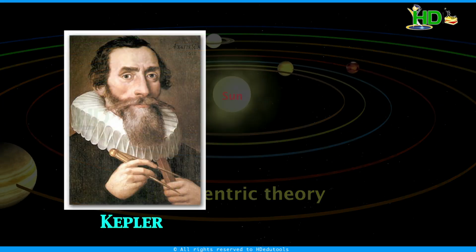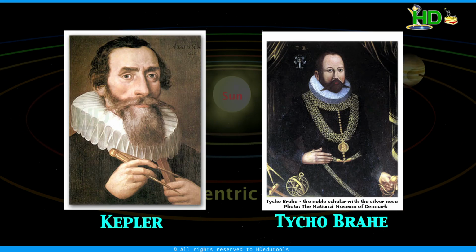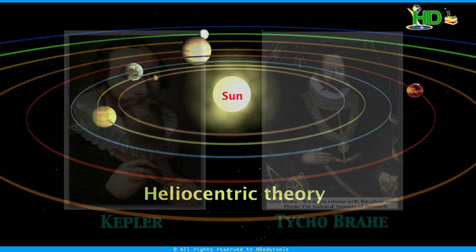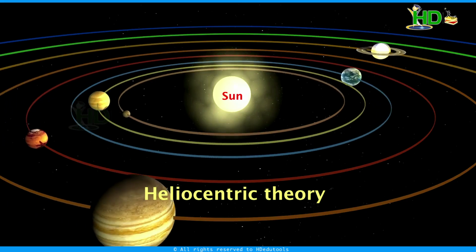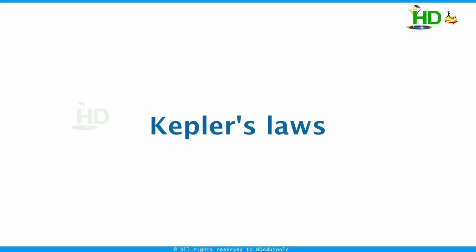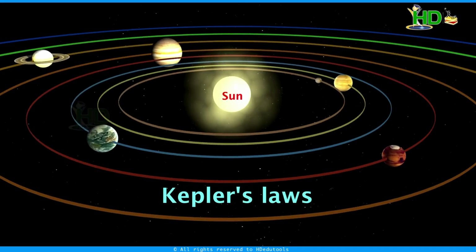And then Kepler, an assistant of Tycho Brahe, analyzed the observations of Brahe and supported the heliocentric theory, and put forward the results in the form of laws called Kepler's laws. At present, all physicists follow these laws related to planetary motion.